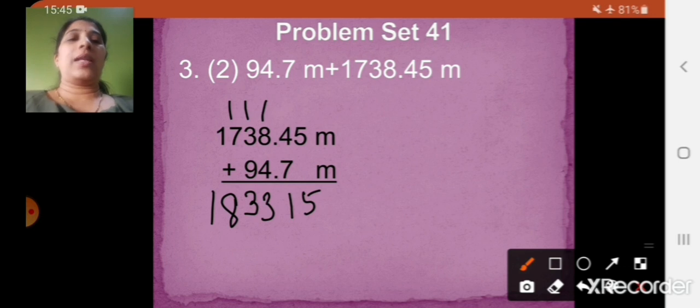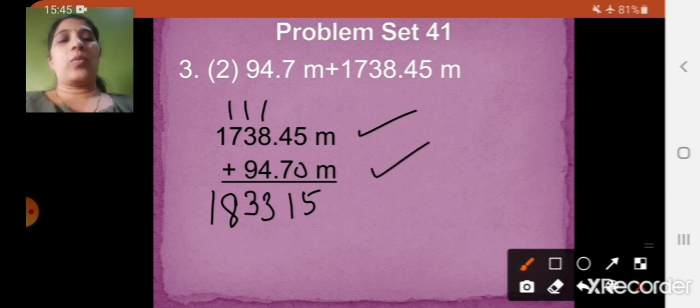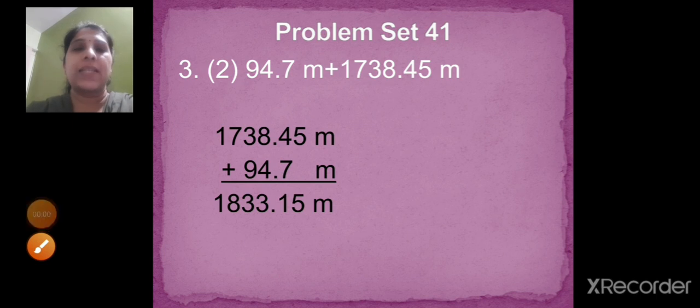Now you can see over here children, in the first number there are 2 decimal places, whereas in the second number it is 0.7. So we are taking it here as 0, so that means here also there are 2 decimal places. So you will put 2 decimals. So your answer is 1833.15 meter.